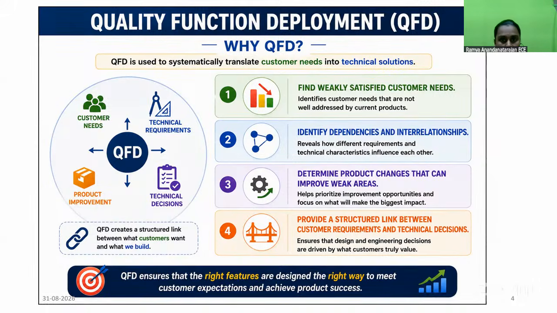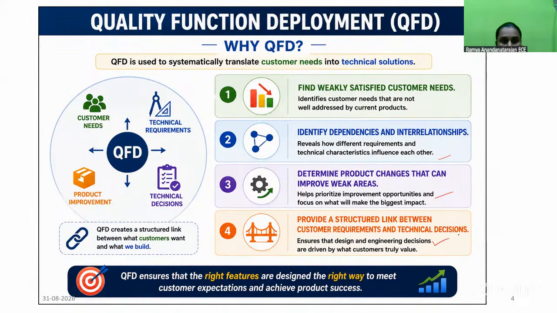First thing, why do we need QFD? QFD is used to systematically translate customer needs into technical solutions. That is the main reason for going for QFD, and it has 4 advantages. It finds weakly satisfied customer needs, and it can also help us identify dependencies and interrelationships among the needs. That is, it reveals how different requirements and technical characteristics influence each other. The third one, it helps to determine product changes that can improve weak areas. And lastly, it provides a structured link between the customer requirements and technical decisions.